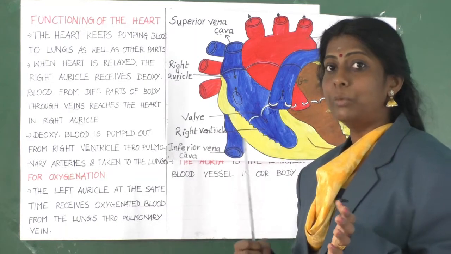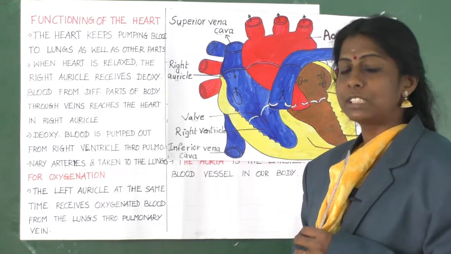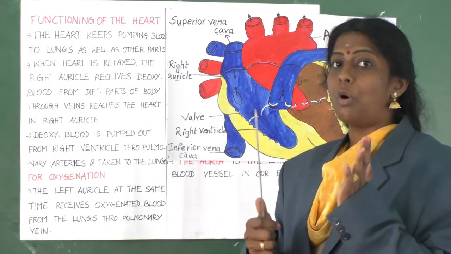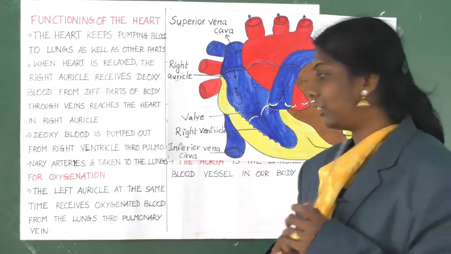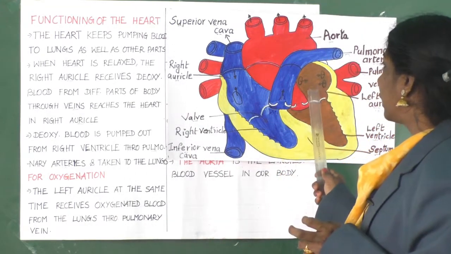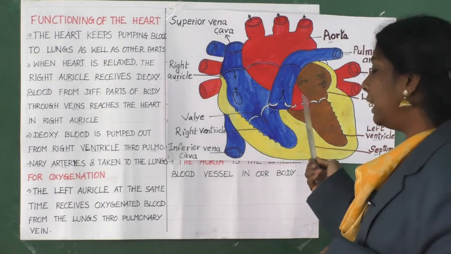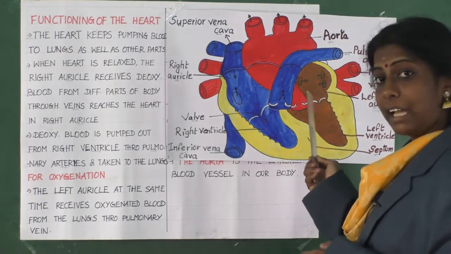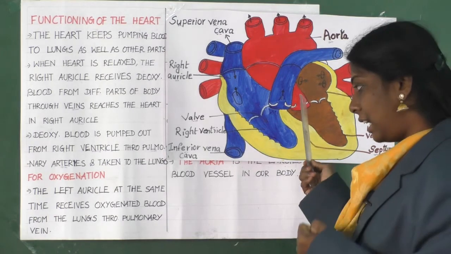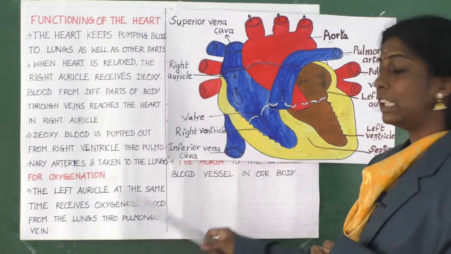The carbon dioxide is removed and it is made oxygen rich. This oxygen rich blood is said to be oxygenated blood. So, from the lungs, when it is coming out, it has become oxygenated blood. Clear, children? The left auricle at the same time receives oxygenated blood from the lungs. Oxygenated blood is taken from the lungs through the pulmonary vein.